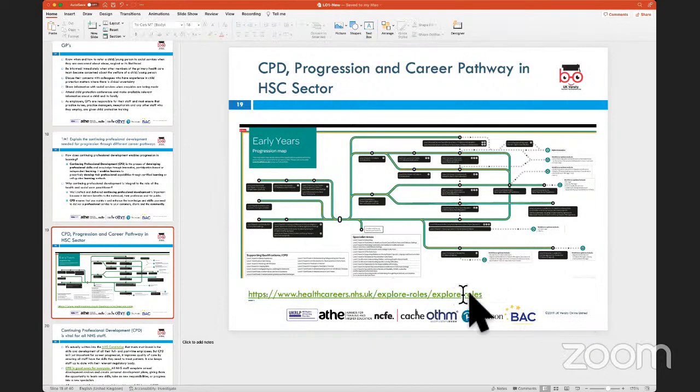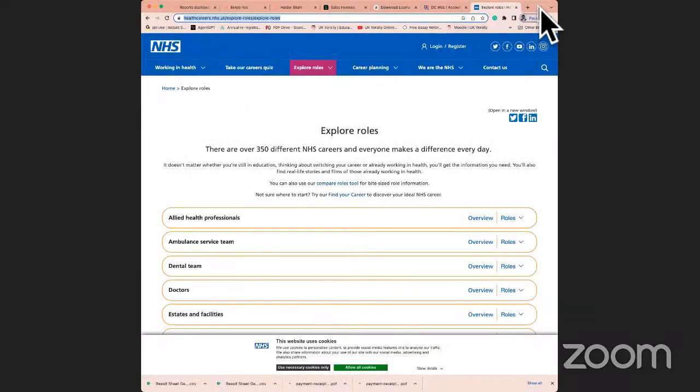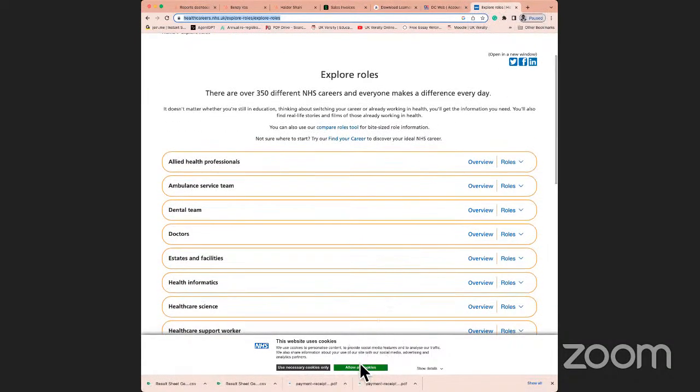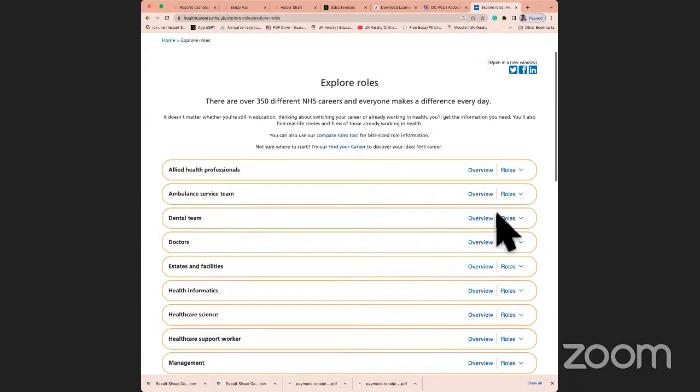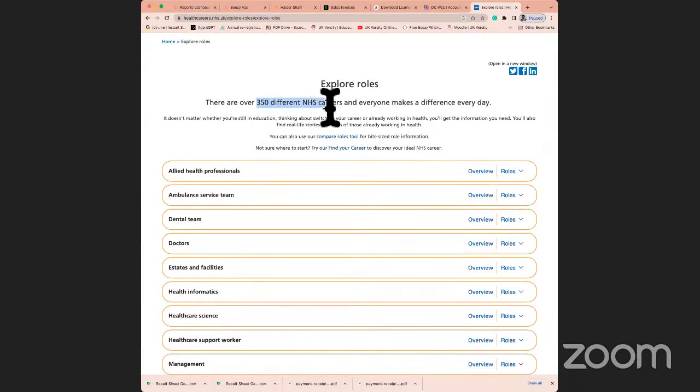And I'll briefly show you this link right now. The reason is this is a good site to go in and test yourself to see what kind of roles are suitable for you. There are over 350 different types of roles that you can do within the National Health Service, or in general within the health and social care sector.